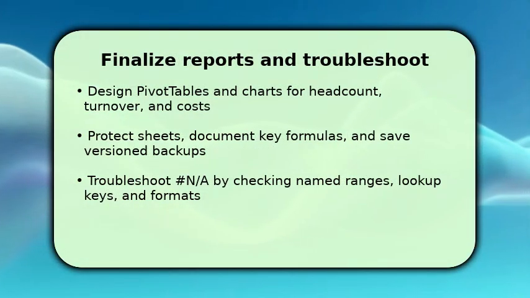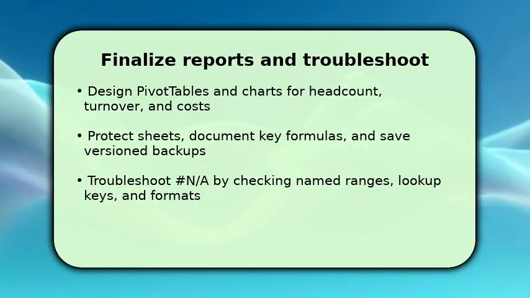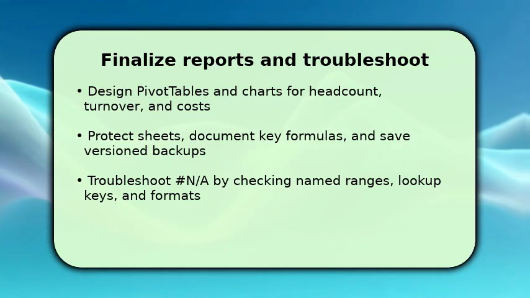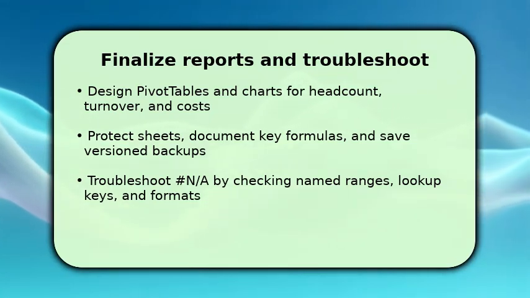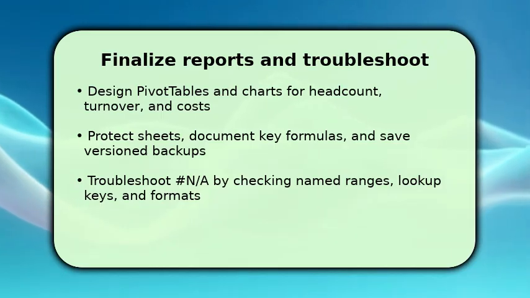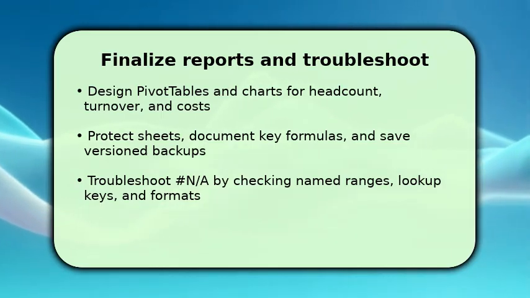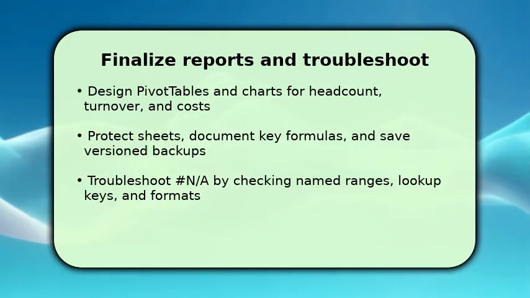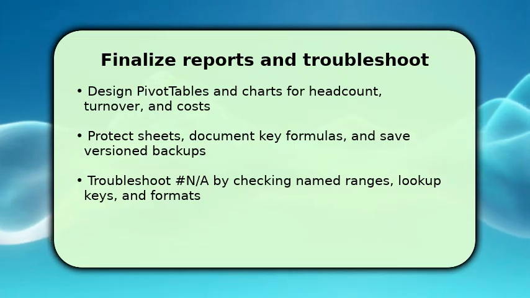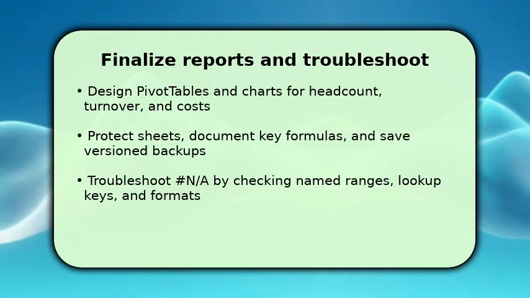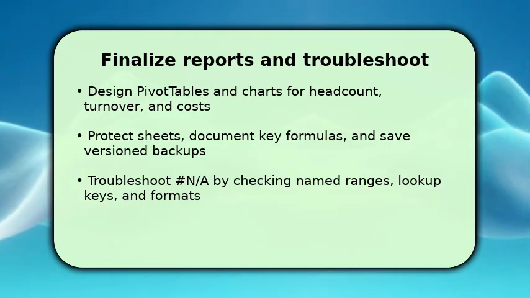You finish by turning calculations into clear reports that decision makers trust. Build pivot tables for headcount by department, turnover, and cost summaries, and add charts for quick visuals. Once the dashboards are set, protect critical sheets, document key formulas, and save version backups so you can revert if needed. If a lookup returns #N/A, first check for extra spaces, mismatched data types, or incorrect named ranges. Often trimming text and unifying formats fixes it immediately.